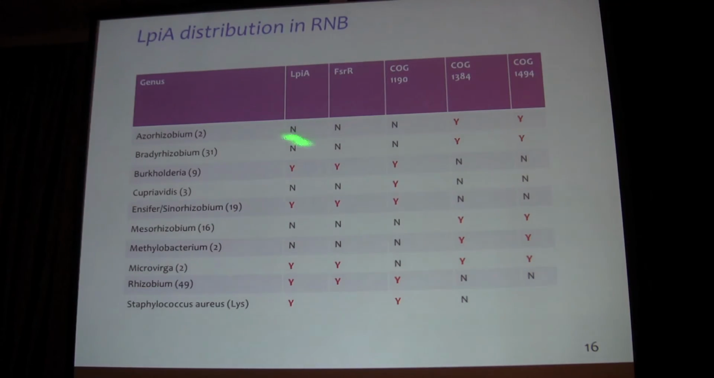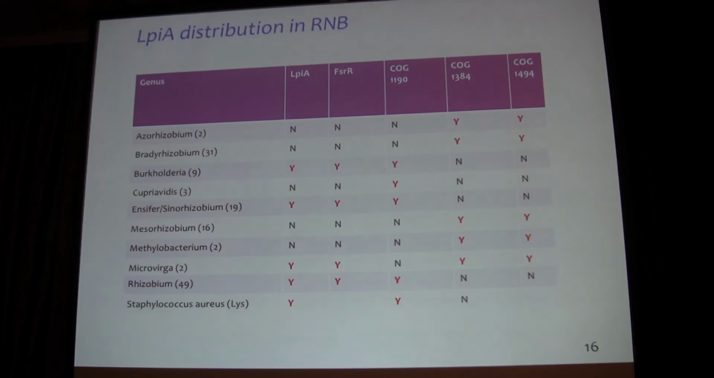But certainly what you can first see is that LIPA is not distributed in all of the root nodule bacteria. And the second thing that you can note in the second column is that one of the main regulatory elements, FSRR, is actually present when LIPA is actually present. Okay. Now, it was of interest, based on the homology to the lysine phosphatidylglycerol synthetases, to postulate that potentially there is a lysine tRNA synthetase involved in the system.